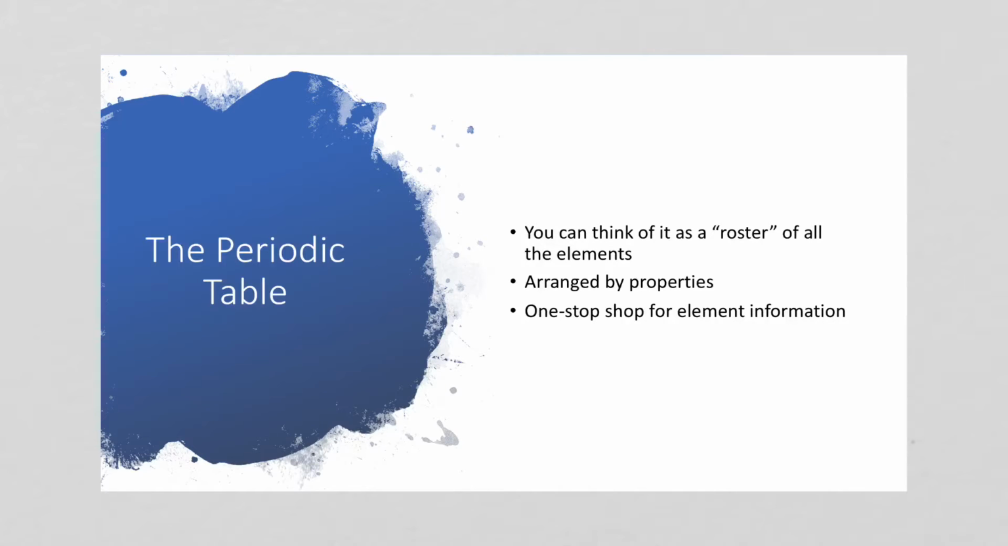But they're basically all arranged by properties. So if elements are close together, namely if they're on top of each other, so above or below each other, they typically will share some type of property. And we'll get into that a little bit now as we start to talk about the periodic table.